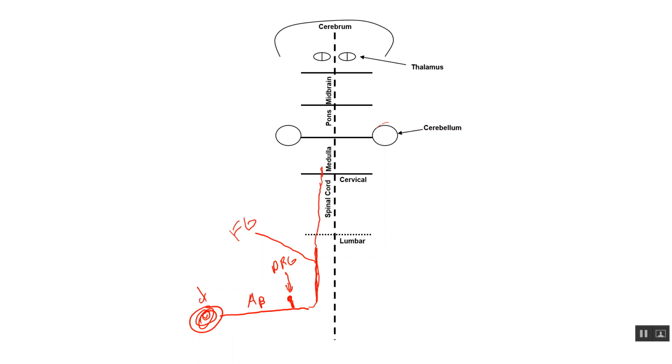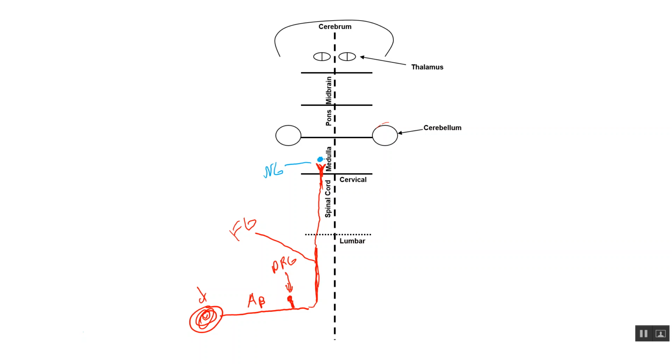Now we get to the medulla right here, low medulla. Now we're going to change colors. Let's go to blue. So this is the first order neuron. Now we're going to synapse. Where are we synapsing? What's that area called? The location called? The nucleus gracilis. So this synapse is the nucleus gracilis.